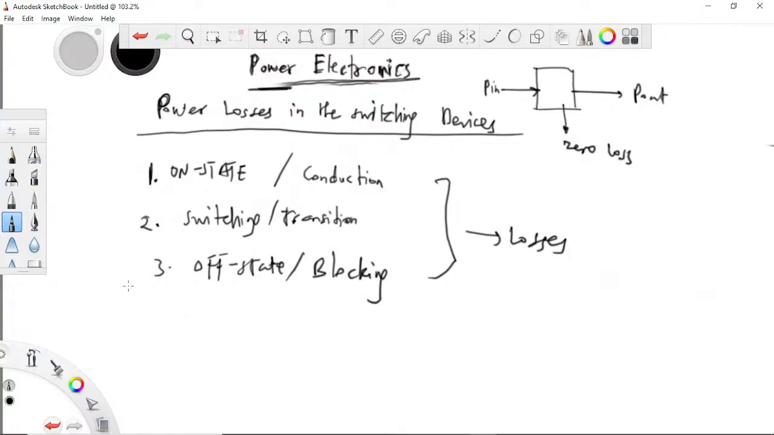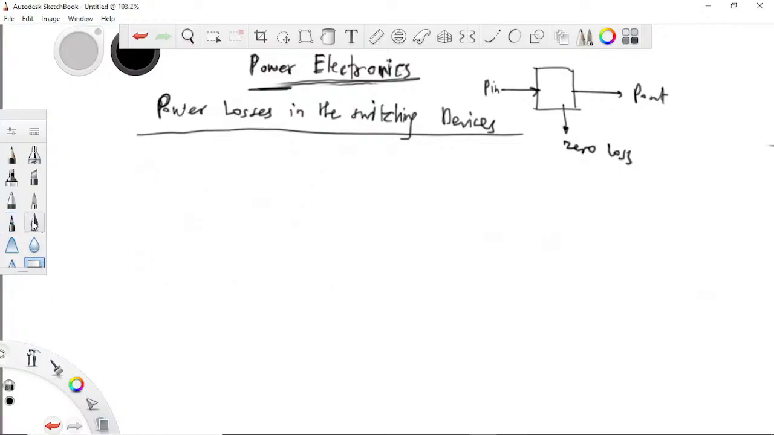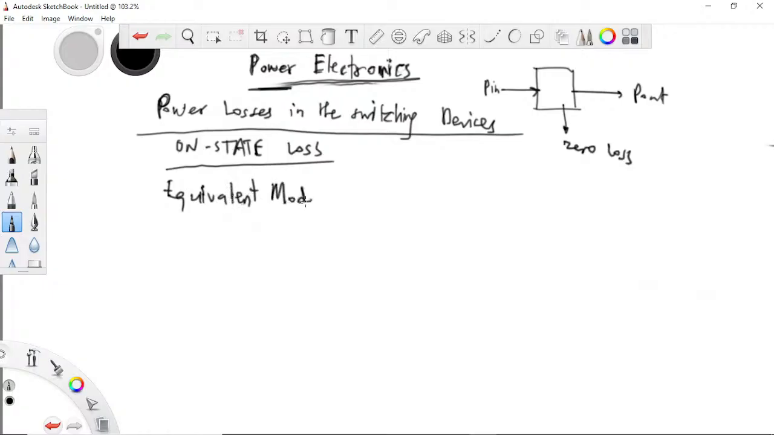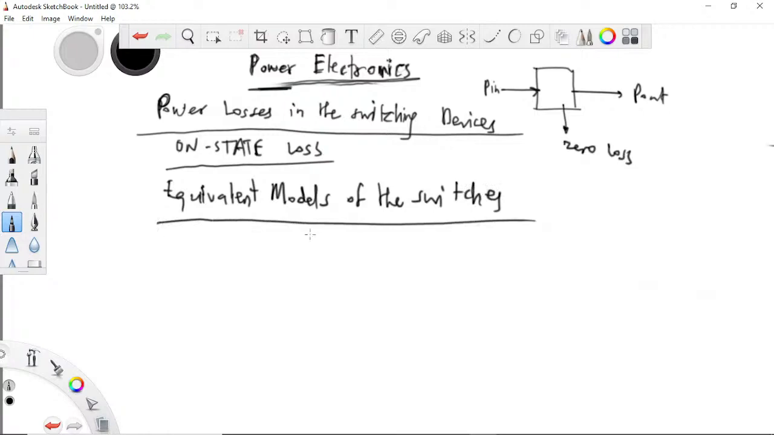So we'll take the on state loss. Let us consider the first amongst the losses, the on state loss. Before we look at the on state loss, let us look at equivalent models of the switches.